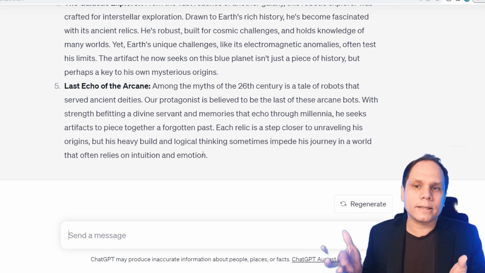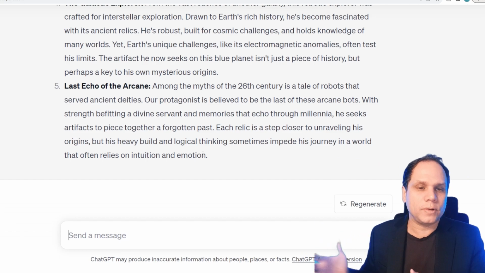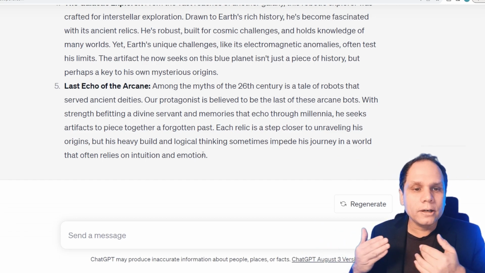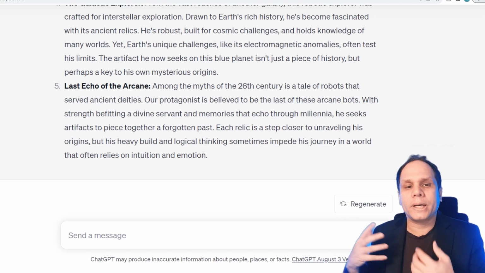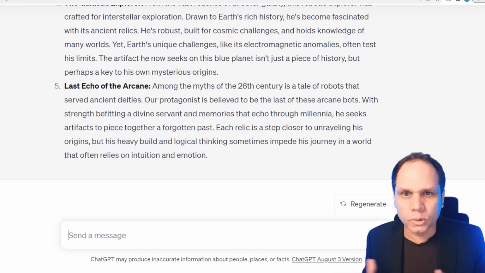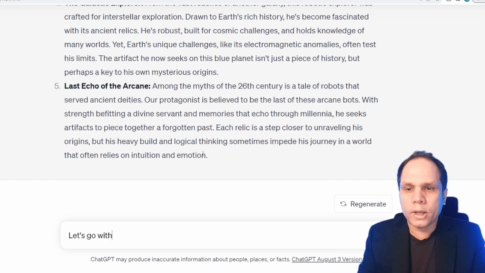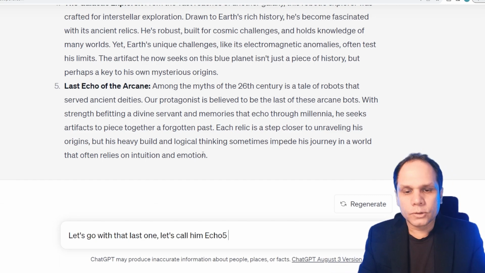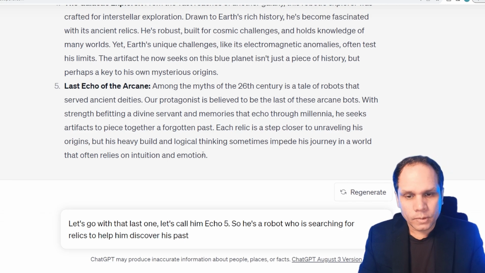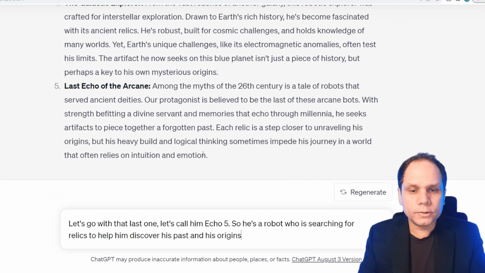I also like that he could be the last of these arcane bots, and it means that he has some real skin in the game wanting to discover his origin, and that's why he's going on this journey to uncover these relics. I think that's really interesting. Let's go with that last one. So let's call him Echo 5, because that'll be just a fun name, who is searching for relics to help him discover his past and his origins.